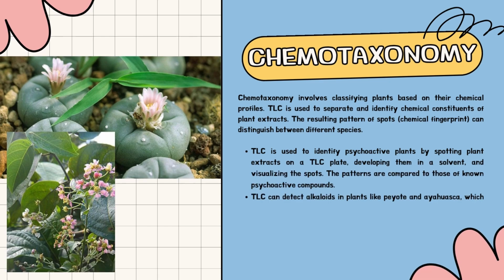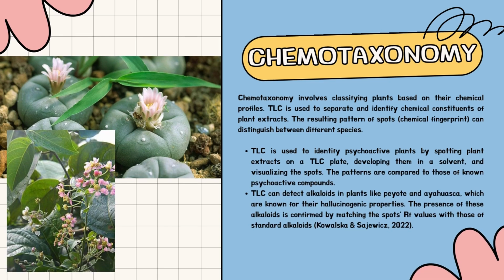And lastly, chemotaxonomy. Chemotaxonomy involves classifying plants based on their chemical profiles. TLC is used to separate and identify chemical constituents of plant extracts. The resulting patterns of spots, or chemical fingerprints, can distinguish between different species. For example, TLC is used to identify psychoactive plants by spotting plant extract on the TLC plates, developing them in a solvent, and visualizing the spots. The patterns are compared to those of non-psychoactive compounds.